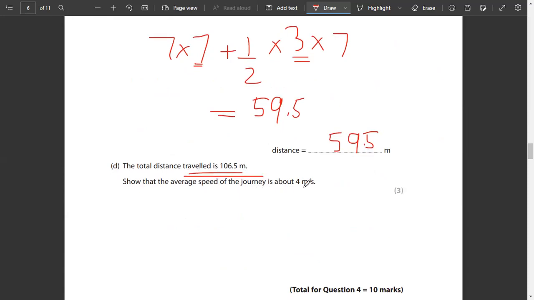Show that average speed of the journey is 4 meter per second. Average speed का क्या formula था? Total distance over total time. The total distance is 106.5 as given to us in the question. टोटल टाइम आपके पास क्या है? व्हाट इज द टोटल टाइम ऑफ द जर्नी?